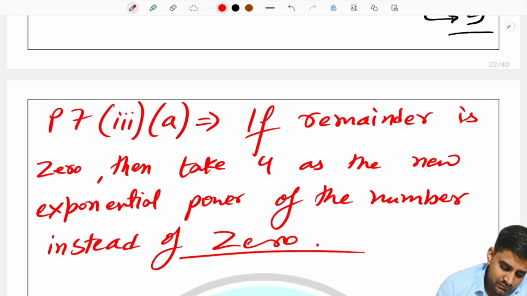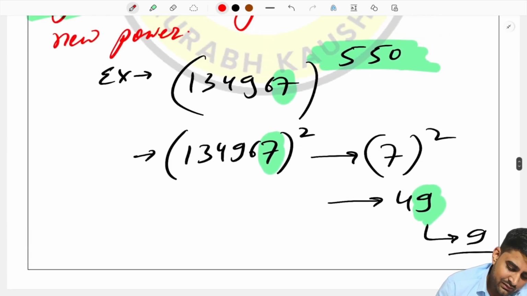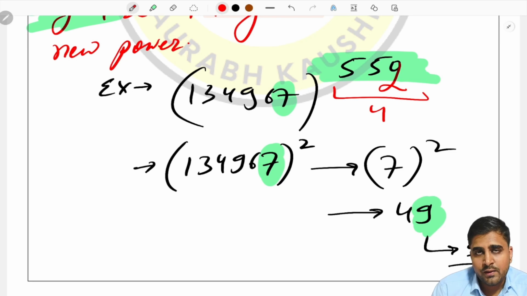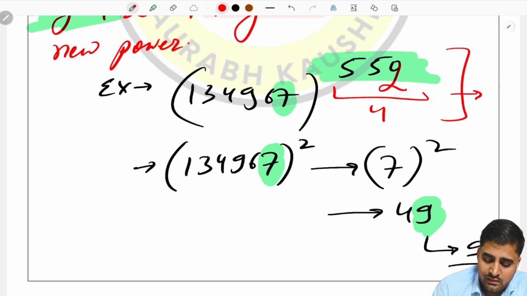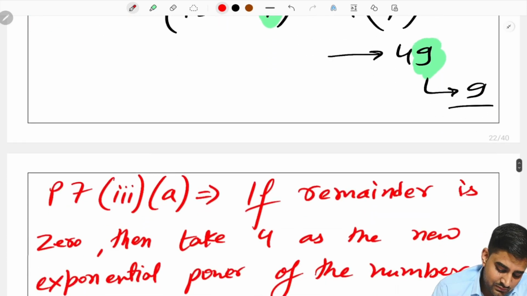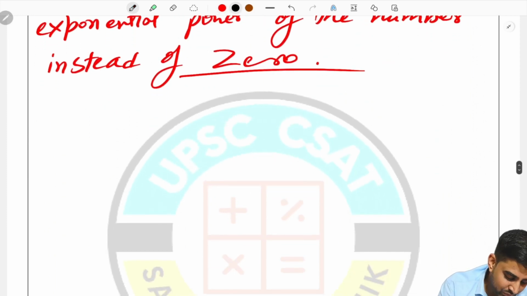In case the power is 552, the whole power will be divisible by 4. When it is divided by 4, it means there is no remainder at all. In this case, the property says please take the power 4, don't take the power 0, because it makes no sense. Okay, that's what they are saying. Now in an example we will understand the same thing.